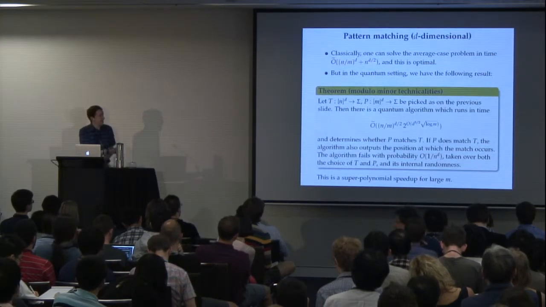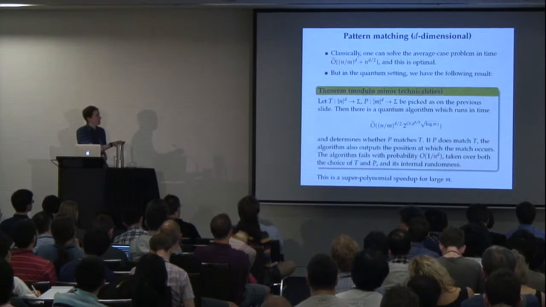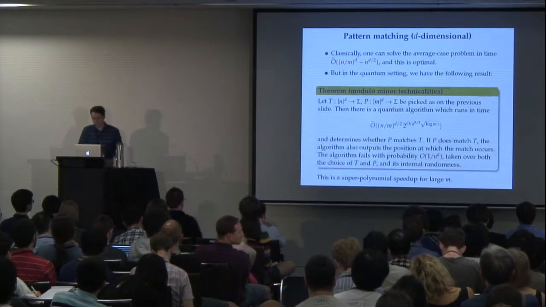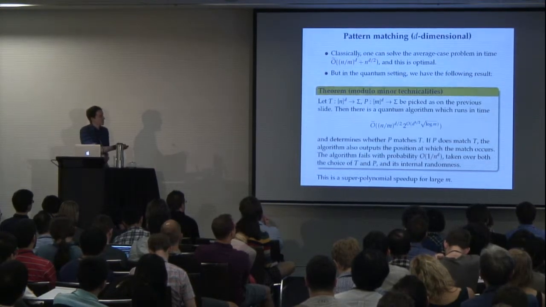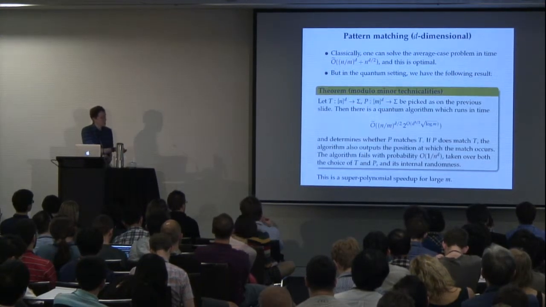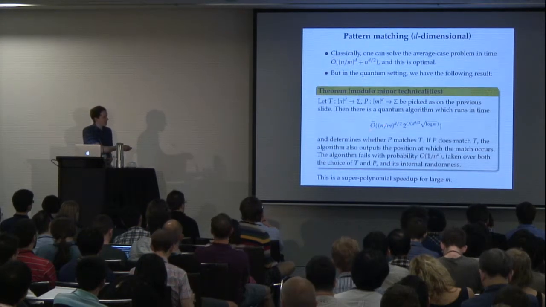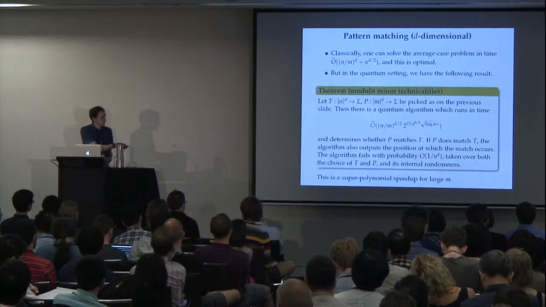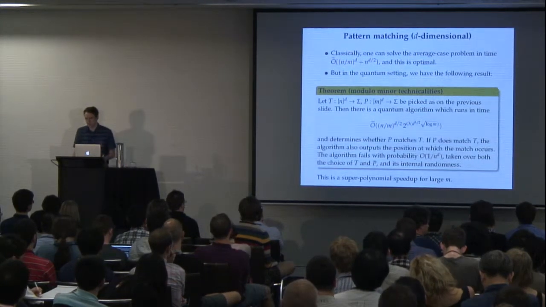So classically, the complexity of the average case problem becomes (n/m)^d plus n^(d/2), rather than n^(1/2). And in the quantum setting, again, everything is very similar. Instead of being square root of n over m, you get (n/m)^(d/2). And then this term here now has a d^(3/2) in the exponent.